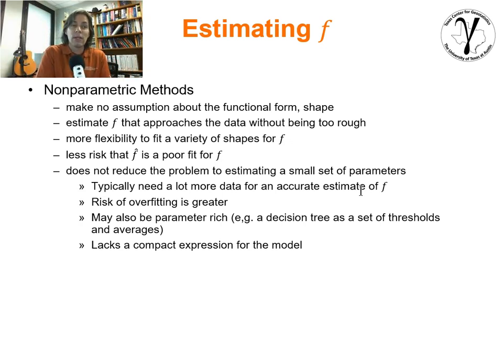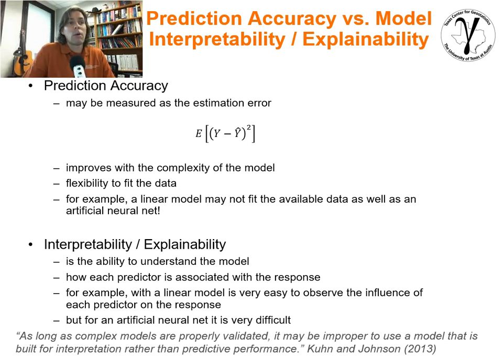And so if you think about it, a decision tree, if you grow it really big, is going to be a lot of parameters for that model. And so that's why I say that it really is parameter rich. I'll give you an example of a neural net and show that. So often these methods really do lack a compact expression for the model, which kind of changes the portability. It's nice to have a function that you can use, and sometimes they can take some time to calculate if you're worried about speed. So let's talk about prediction accuracy versus model interpretability and explainability.